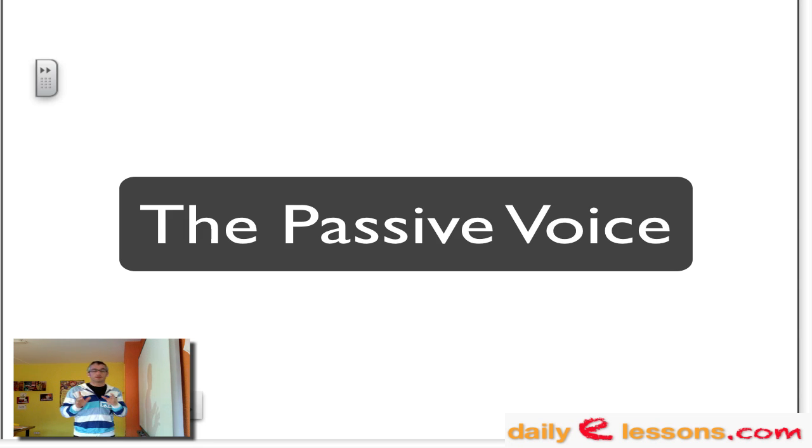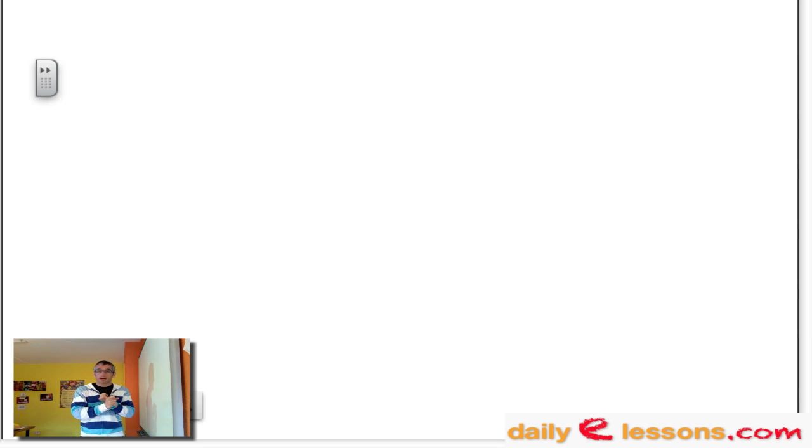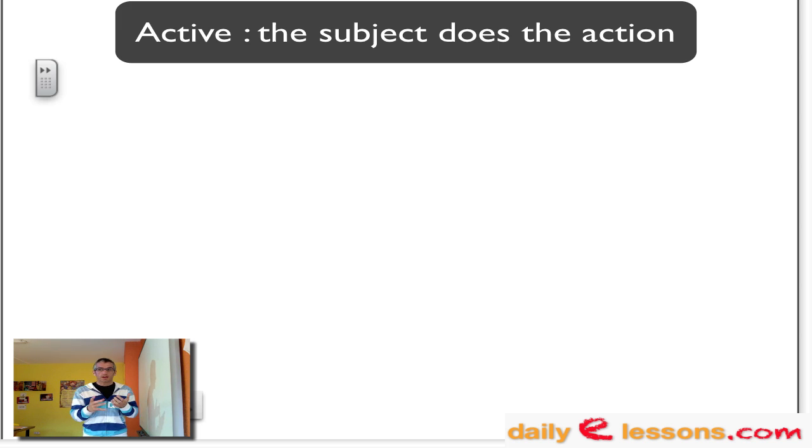Today's class is about the passive, right? We've got two different voices, two different kinds of sentences. One is active and the other one is passive. What does an active sentence mean? An active sentence is when the subject does the action.